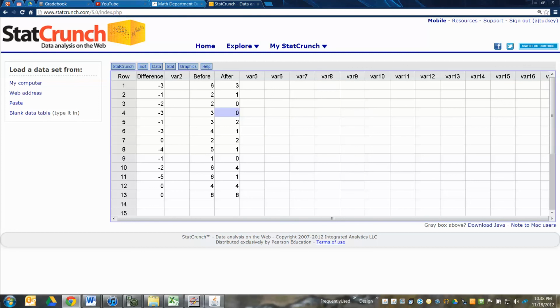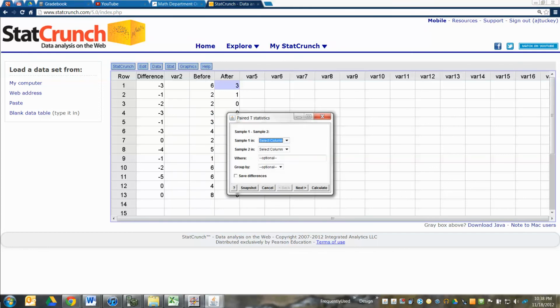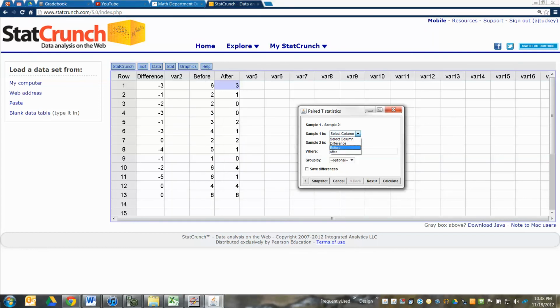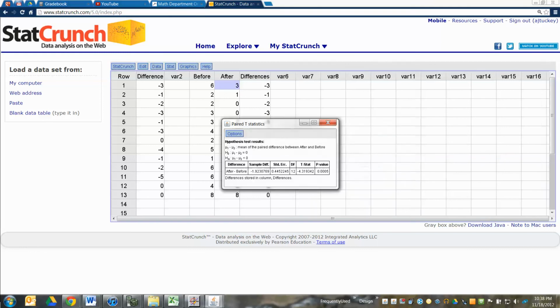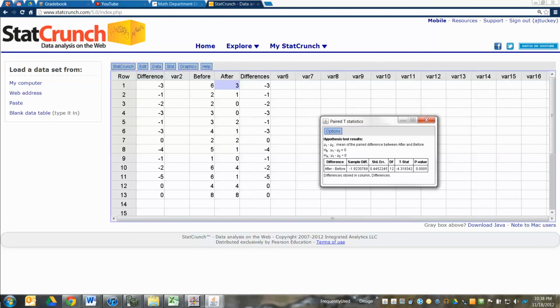I want to show you the other way to do this as well, because this is just pretty awesome. So, you know how we went to all that trouble to find the differences? Well, what I did in here was type before and after and such. All right, you go to Stat, go to T Statistics, choose Paired. See that? It's going to say, hey, where's sample 1? Now remember, we picked sample 1 to be the after sample, right? And then sample 2 was before. Okay. And then if you want, you can save the differences. So I can click that and then say next. I want it to be less than. Click calculate. There it is. And look, it found all the differences for us.